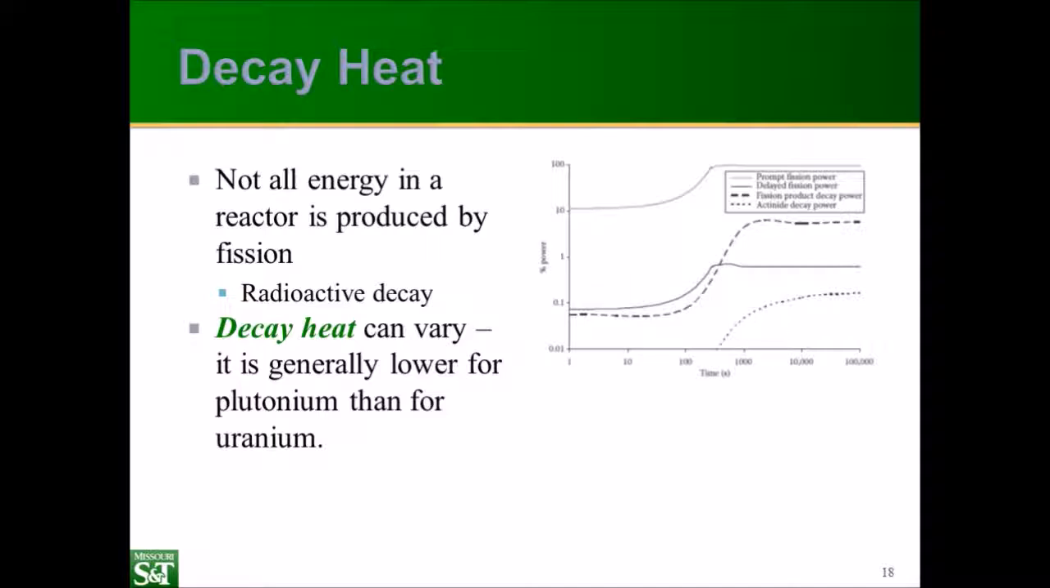Now, when this decay occurs, almost all of the beta energy is deposited within the fuel, but only a small part of the gamma energy. Most of the gamma energy is absorbed in the structural components and then a little bit in the moderator.